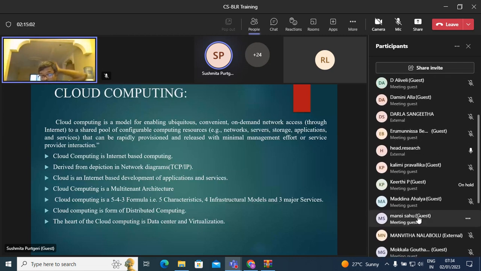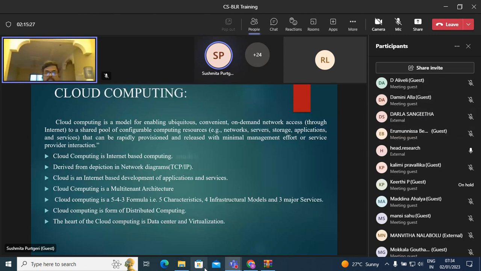Cloud computing is a multi-tenant architecture, and cloud computing has a 5-4-3 formula. That means it has five characteristics, four infrastructure models, and three major services. Cloud computing is a form of distributed computing. The heart of cloud computing is the data center and virtualization. Let's move on to the cloud computing concepts.